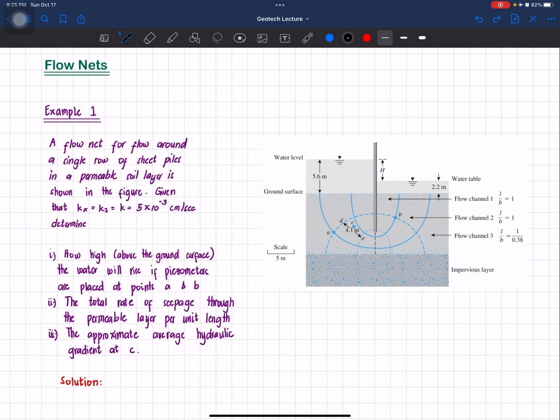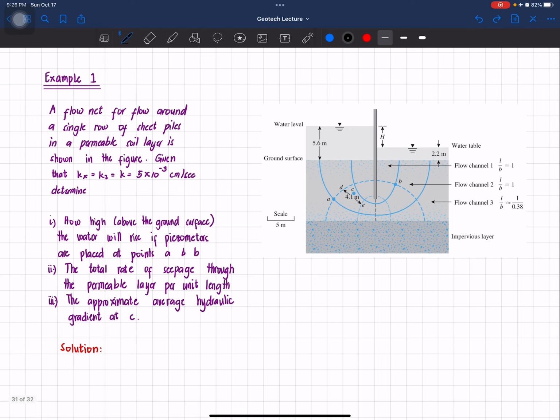Okay, so for today, we're going to solve some examples about flow nets. So let's take this example for the first example. Allow me to read the problem.